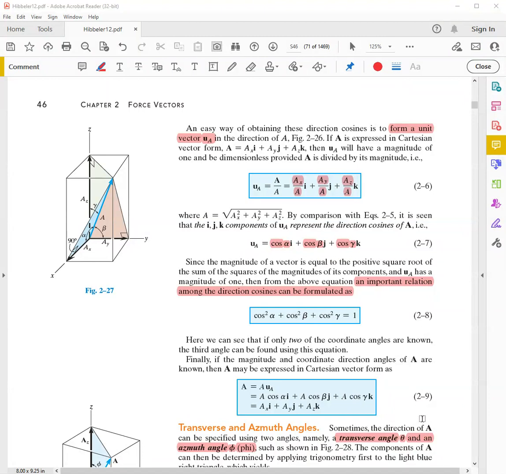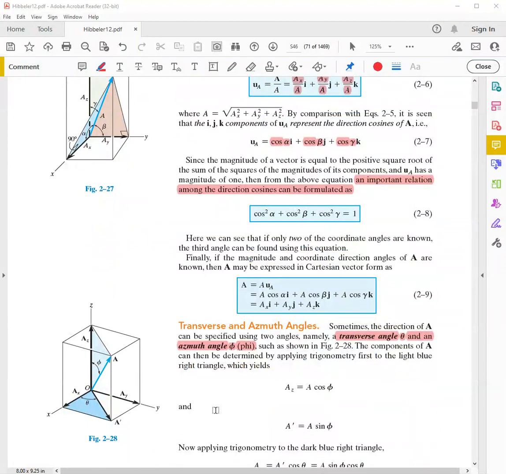Okay. All right. So some forms of expressing vectors in Cartesian coordinates: the magnitude multiplied by the unit vector associated with the direction of the vector, using the direction cosines, or using the projections Ax, Ay, and Az.